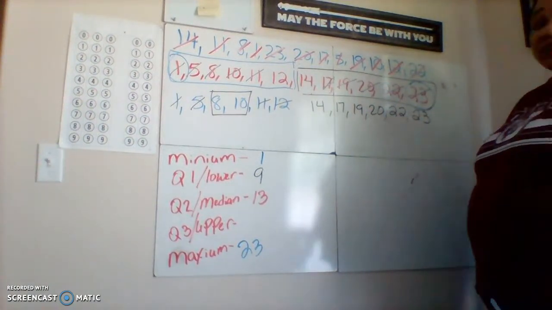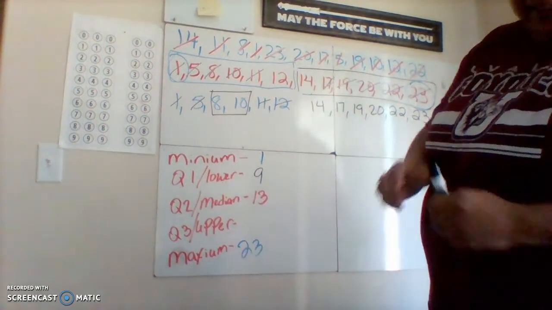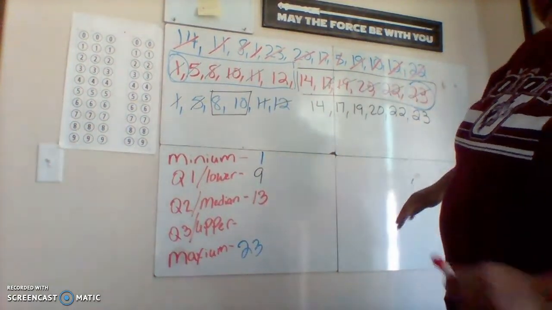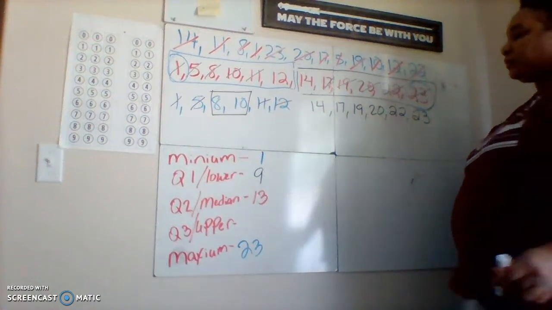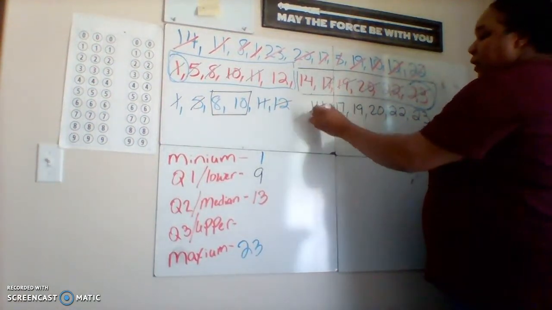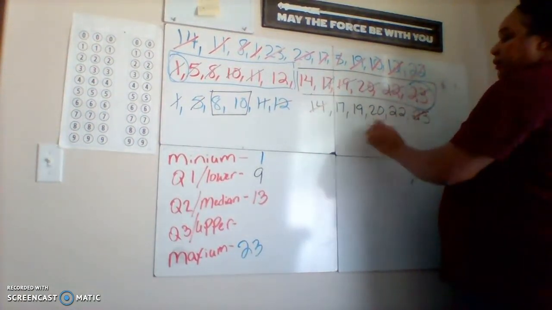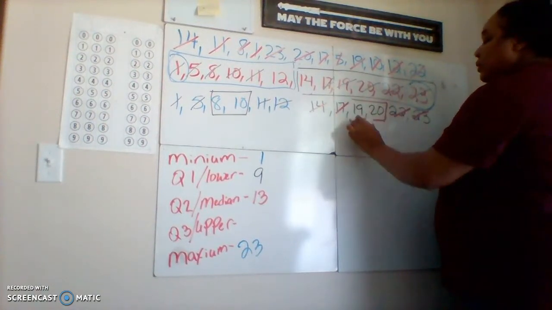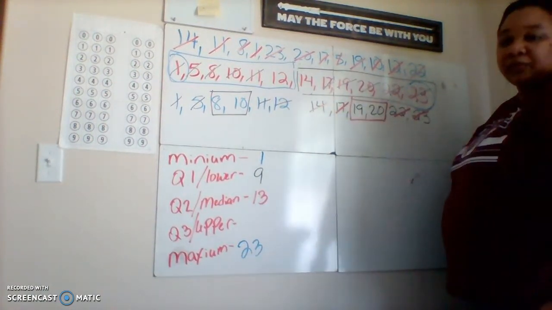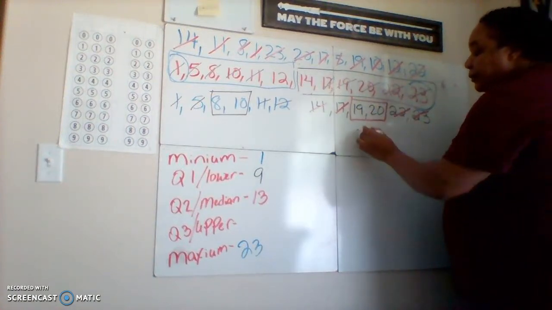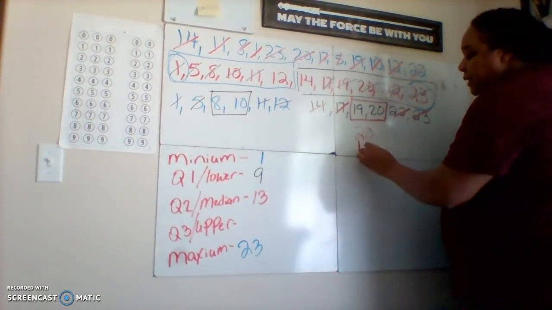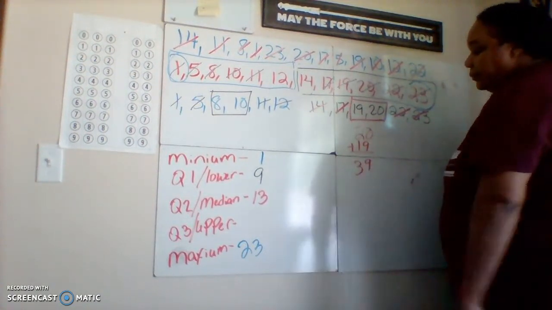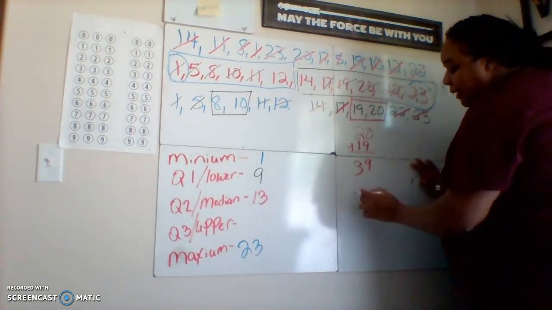Now, just like I did with my numbers over here in the blue, I'm going to take those and find my median for these numbers. How do I do that? 14, 23. 17, 20. My two middle numbers are 19 and 20. Okay? I'm going to add those two together. I got 20 plus 19, which is 39. And I'm going to divide 39 by 2.